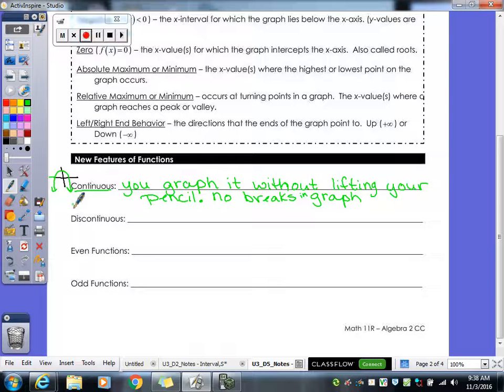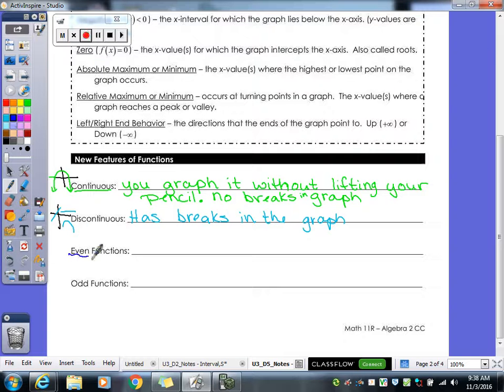A discontinuous graph has breaks in the graph. You've seen graphs like this before. An example of what that would look like is you could have a piece here, and then it hops down to here, and you've got something there. So there are different sections to the graph. There are breaks. You can't continuously draw it while you're trying to do that.